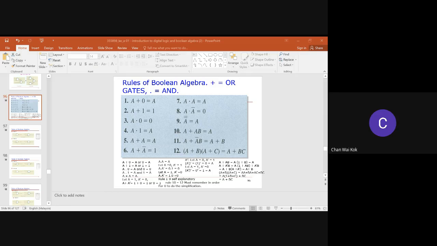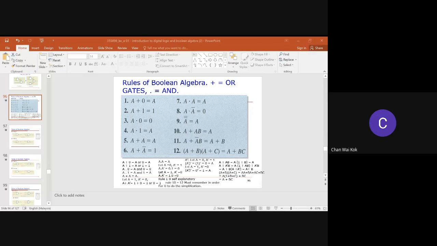Sir, yes, rule 11, is it? Yeah, rule 11. Okay, rule 11 is... okay, let's look at the chat box. There are plenty of things. So A plus A prime B equals A plus B, is it? Correct?